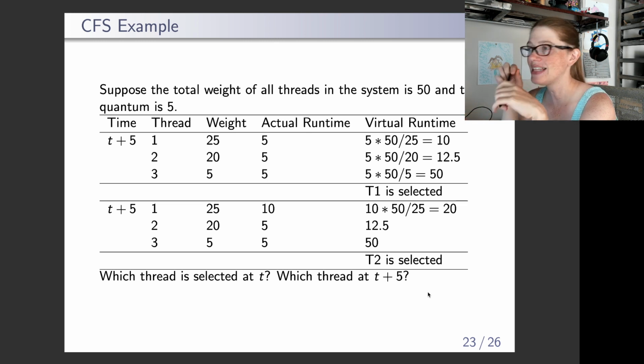The idea is that you're going to create a lottery, and a higher priority or higher weight thread is going to get more lottery tickets. So maybe you are a weight 100 thread, so maybe you get 1,000 lottery tickets.